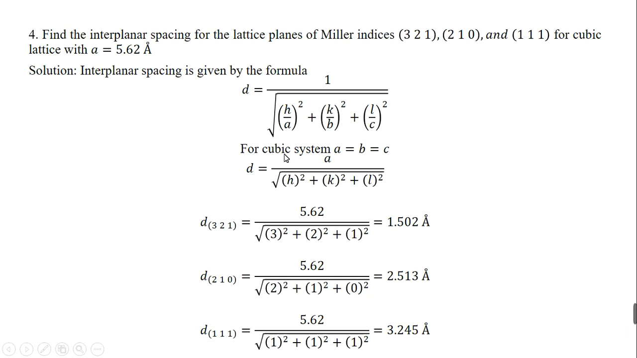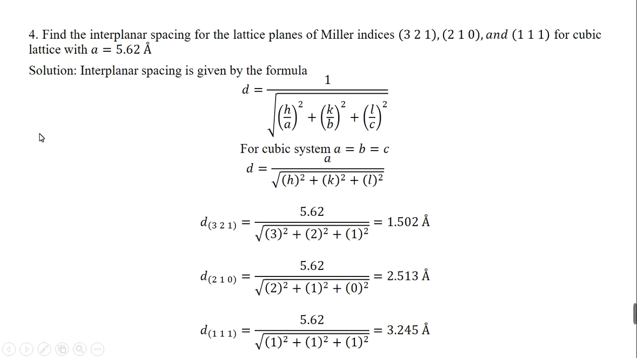And we know that for the cubic system, a is equal to b is equal to c. So if you substitute a in all these places, it becomes the square root of (h square plus k square plus l square) divided by a square. If you take a square to the numerator, it becomes d is equal to a divided by the square root of h square plus k square plus l square.